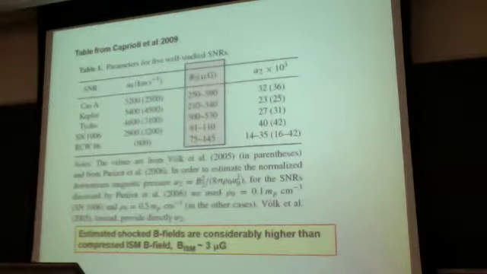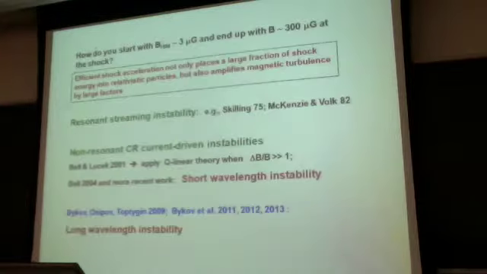So here, back to this magnetic field again. ISM 3 microgauss at supernova remnants estimated, and this is all indirect, but estimating magnetic fields of hundreds of microgauss. So much, much higher than the ISM field. So the question, how do you start with 3 microgauss and end up with 300 microgauss at the shock? And the idea is that this efficient shock acceleration, which efficiently puts energy into particles, also places a large fraction of the energy into amplifying the magnetic field. So you amplify the magnetic field by large factors.